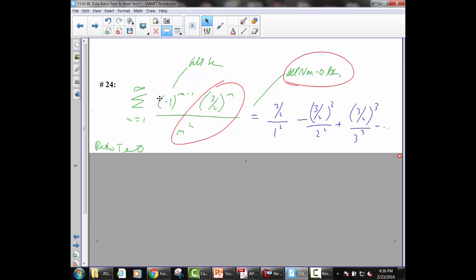Here's number 24. So this is an alternating series. You can see that these are all non-zero terms.